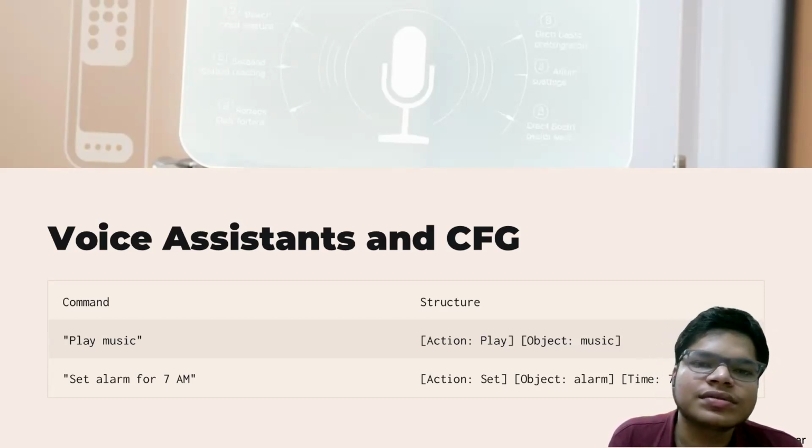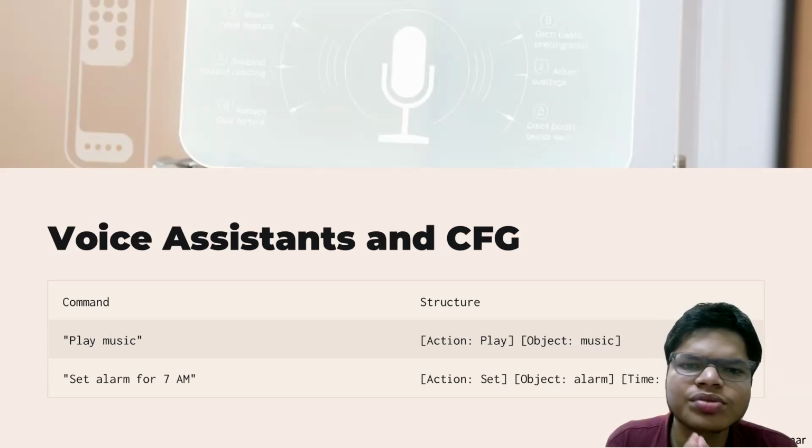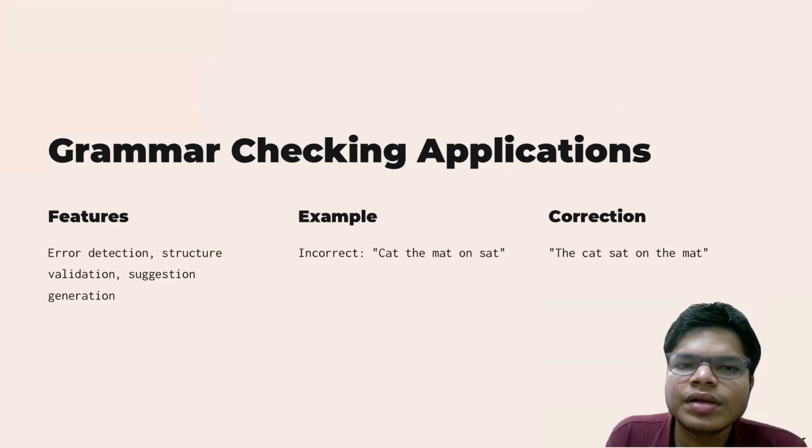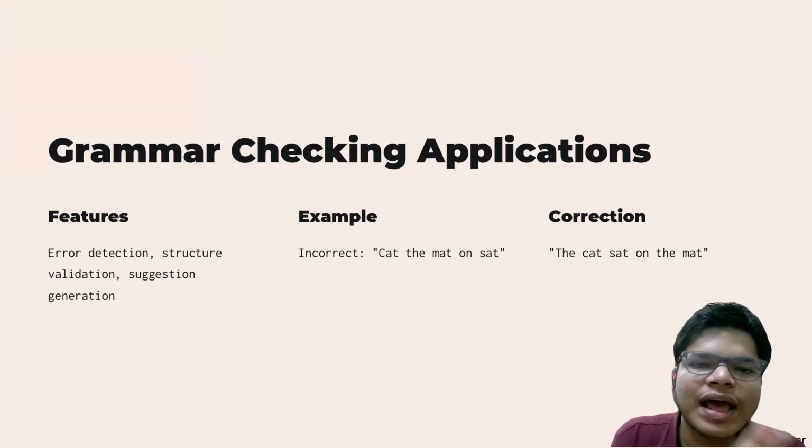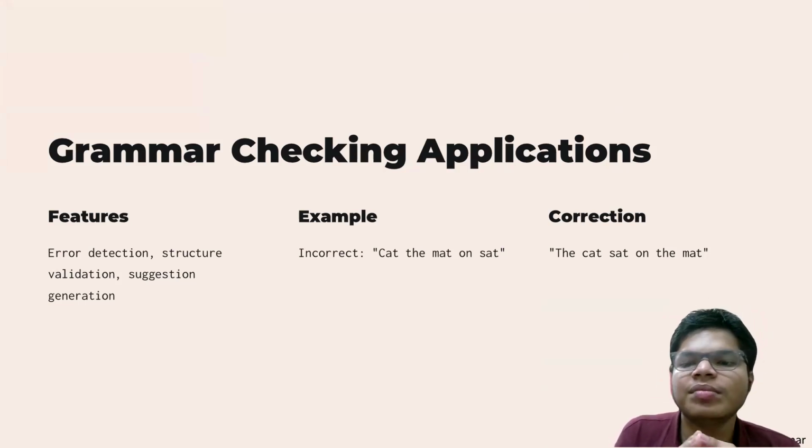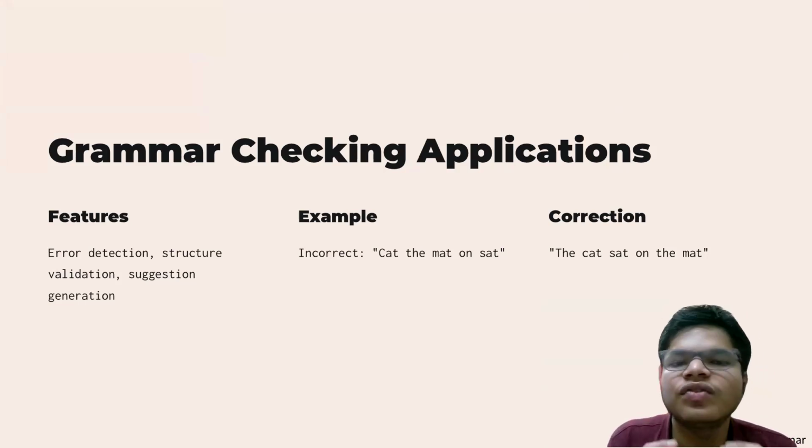Grammar checking applications. Grammar checkers like Grammarly use context-free grammar to find mistakes in sentences. For example, if someone types "cat the mat on sat," context-free grammar helps the system recognize this doesn't make sense. It suggests a better sentence, like "the cat sat on the mat." Context-free grammar makes these tools smart enough to find errors and suggest corrections, helping people write better sentences.